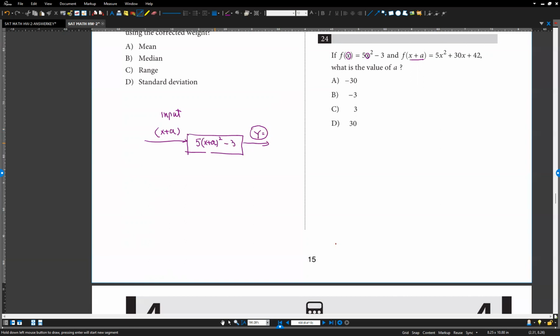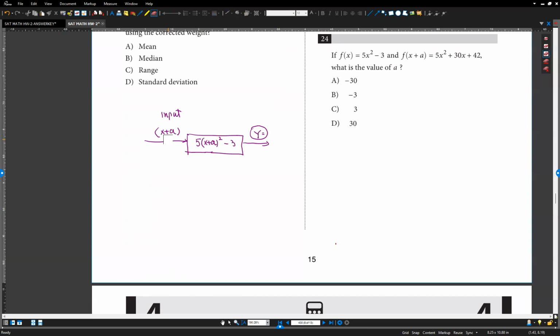Or to avoid the confusion, you can switch this one to a different letter, k, 5k. But now what does k equal? X plus a. So put this number into the k over here, right? Okay, so this x is totally different. X means what? Input. This is the x before you use it, but now x is x plus a, that is the input.